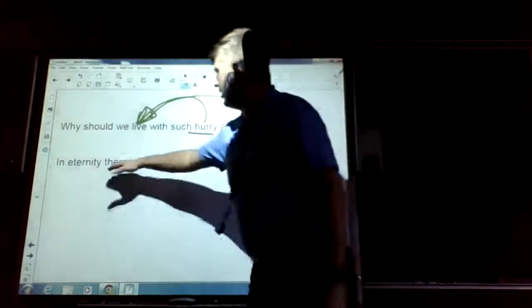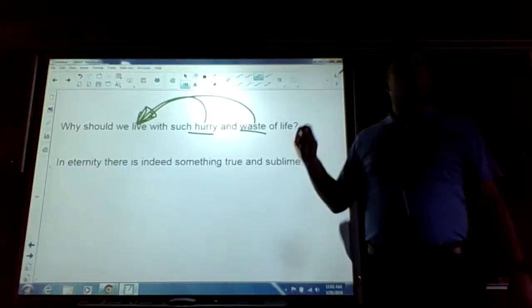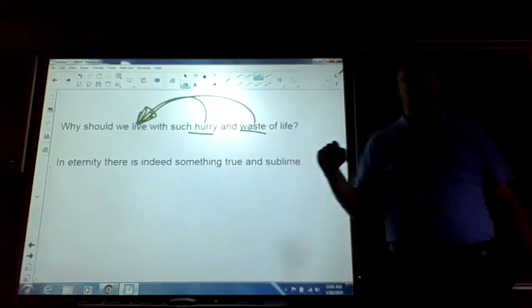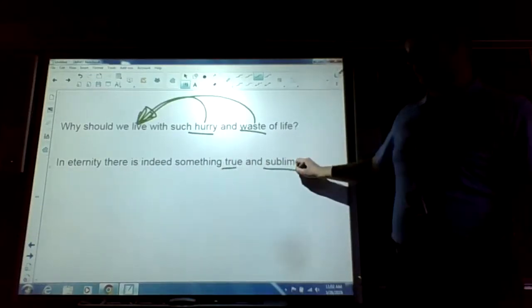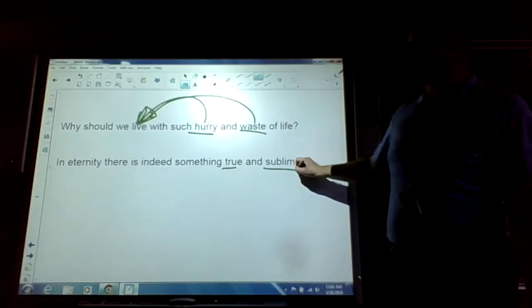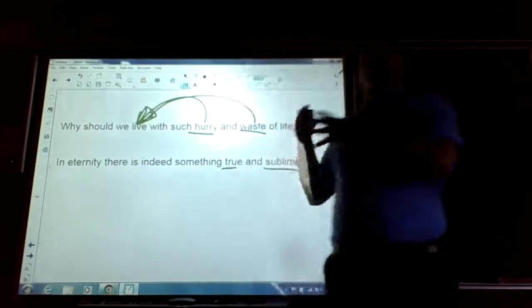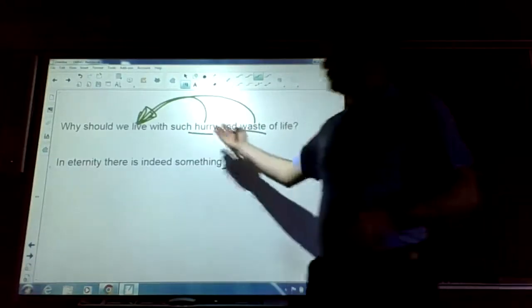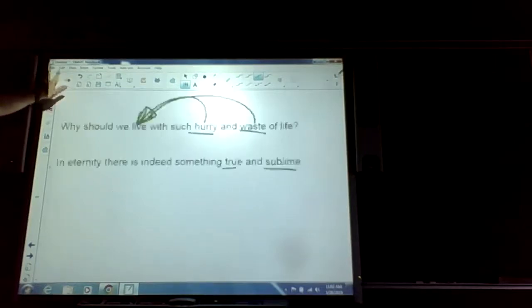Down here, in eternity, there is indeed something true and sublime. Where do you see parallelism? True and sublime are doing what? Yeah. In eternity, there is something true and sublime. Okay. So one example of parallelism. Now, would you say that this parallelism, true and sublime, is emphasizing, contrasting, or connecting? Connecting what to what?